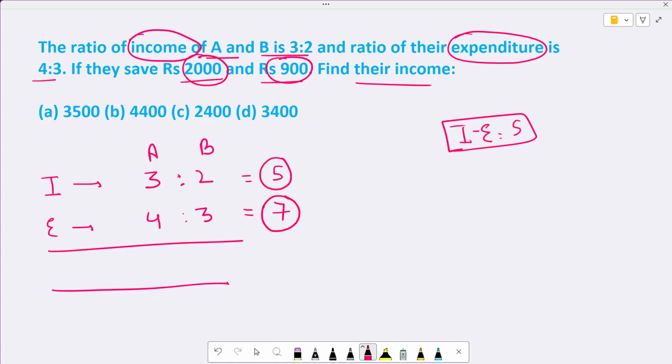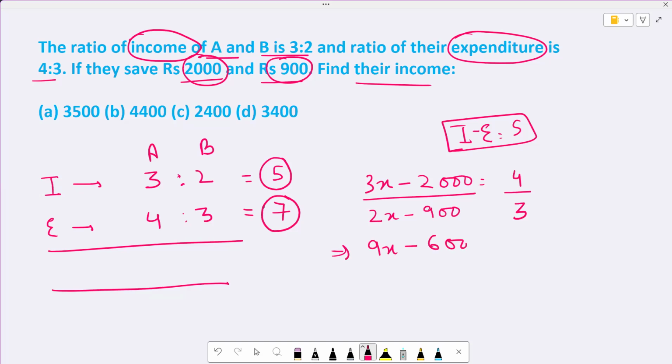So what we know is that income is 3x, right? Income of A. So 3x minus the saving will be their expenditure, right? So income minus their expenditure of A is equal to 2,000, will be equal to 4, since expenditure ka ratio hai, right? And here this will be equal to 2x minus 900. So very simply we can solve them. So it will be 9x minus 6,000, which will be equal to 8x minus the 9 4s are 36.